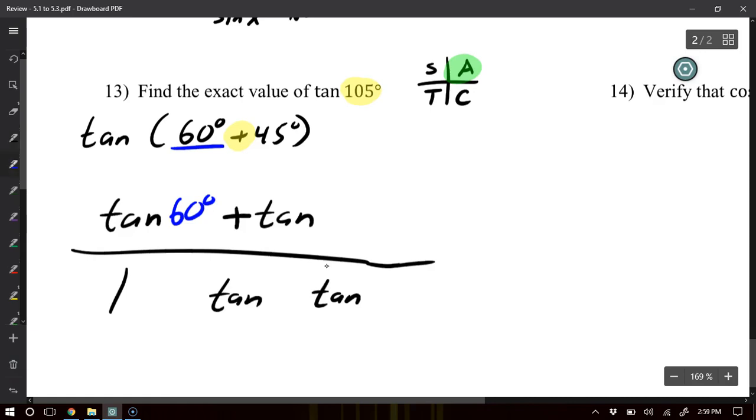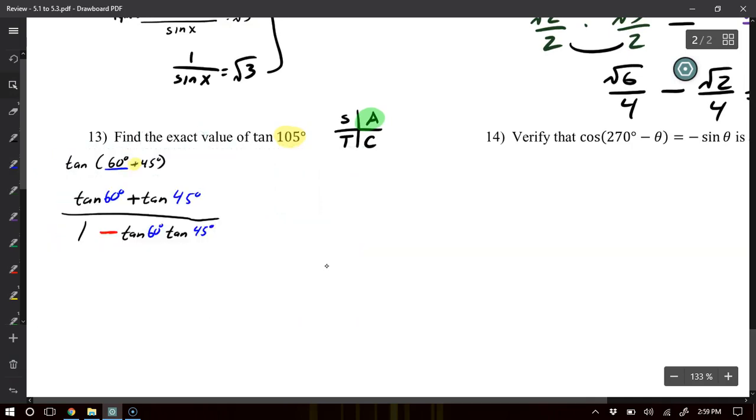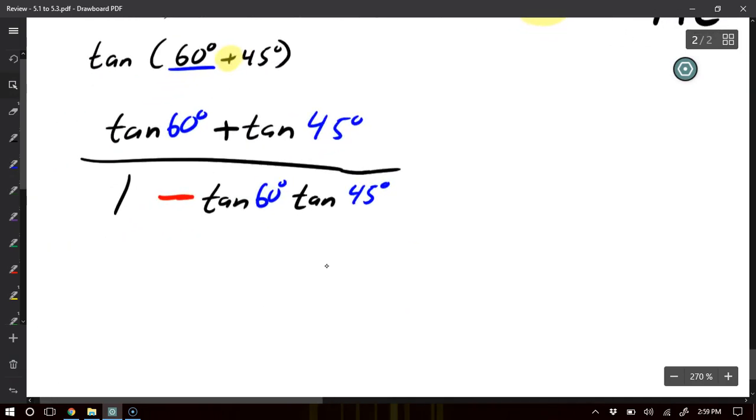So I have a plus there, and I'll put the 45 here. However, on the bottom, the operation changes. So that's going to be a minus sign, and I'll put the 60 degrees here and 45 degrees there. So that is it. And we are going to need more room than that. So we're going to shrink that down, and let's figure out what we're going to do.